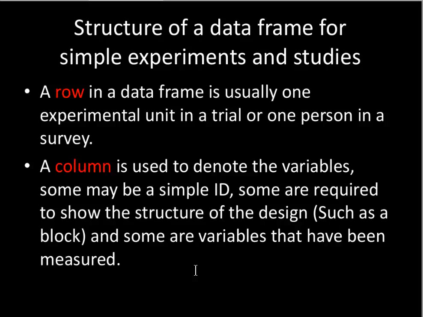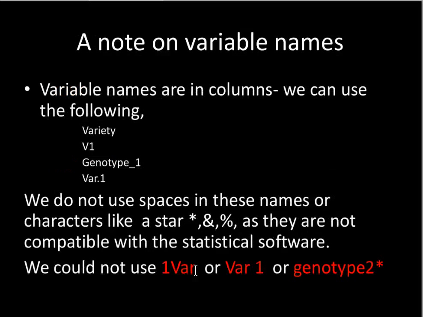The column is typically used to denote the variables. Some may be a simple ID, which I've just shown you. Some are required to show the structure of the design. In a blocked analysis of variance, you might use a block. And some variables are what you've measured. You've measured height, yield. You've categorized it as whether it's insect resistant or not.